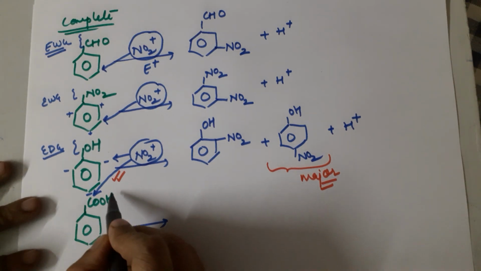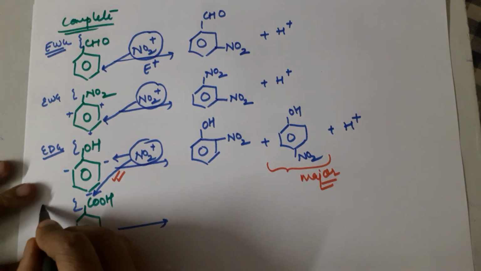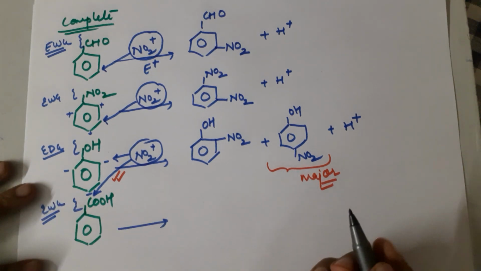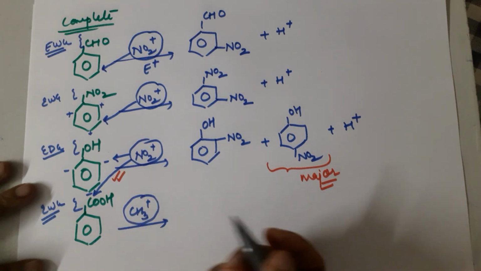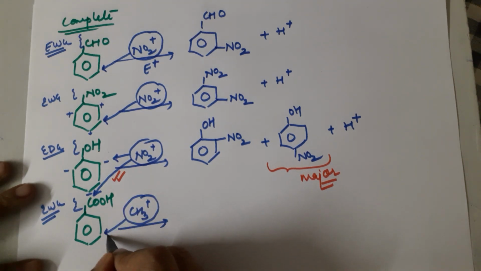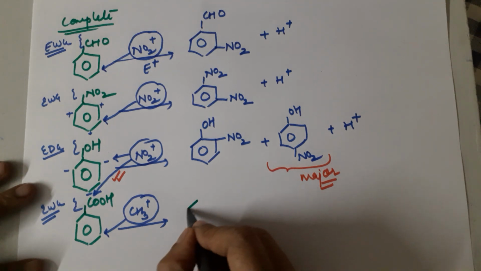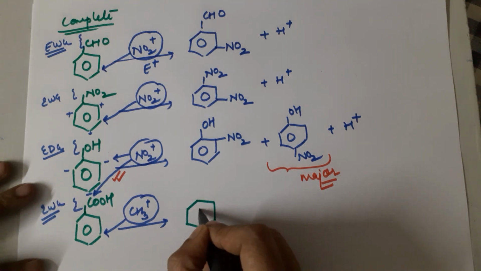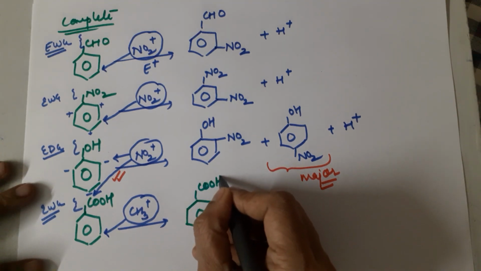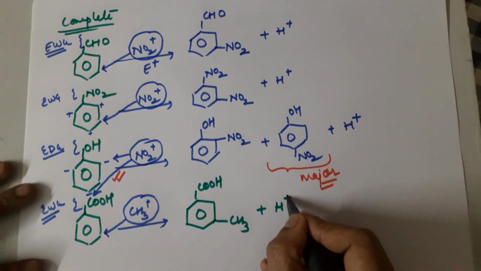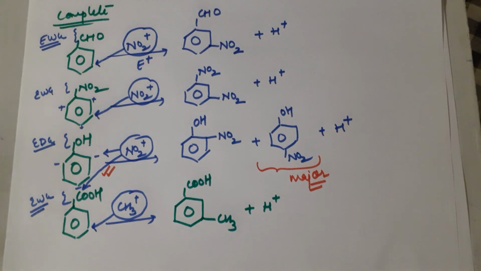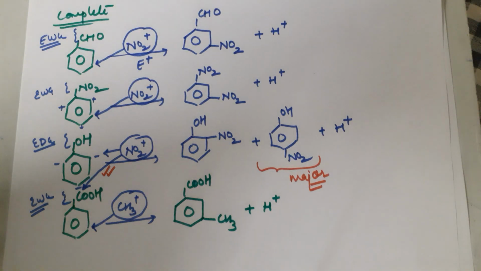Now, this group again is an electron withdrawing group. So, again at the meta position, let us say my attacking reagent is methyl positive, which is also an electrophile. So, this would again go at the meta position. So, your result would be a COOH intact, methyl goes at the meta position and your H positive is released. I hope that is understood.